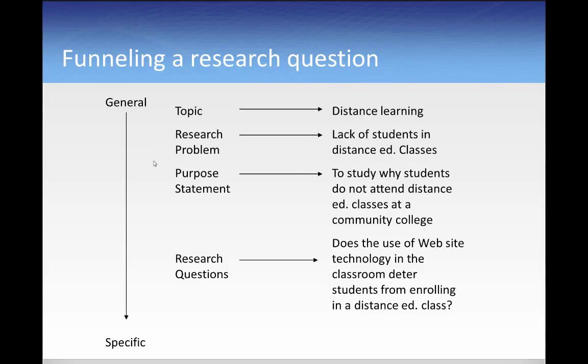And then you could look at the purpose statement. Why should you investigate that? You should do that because there's a problem that people don't want to attend distant classes, for example, at a community college. And your research question could be, does the use of website technology in the classroom deter students from enrolling in a distance education class?